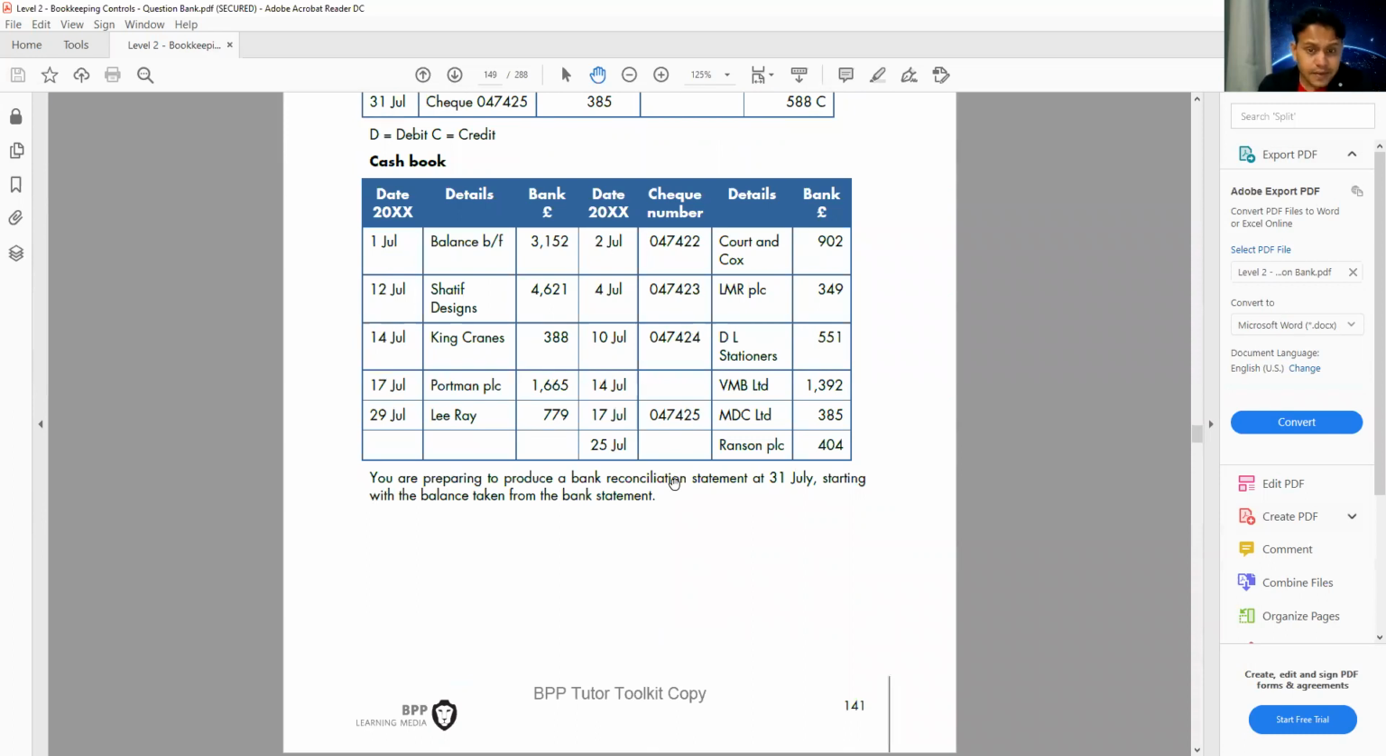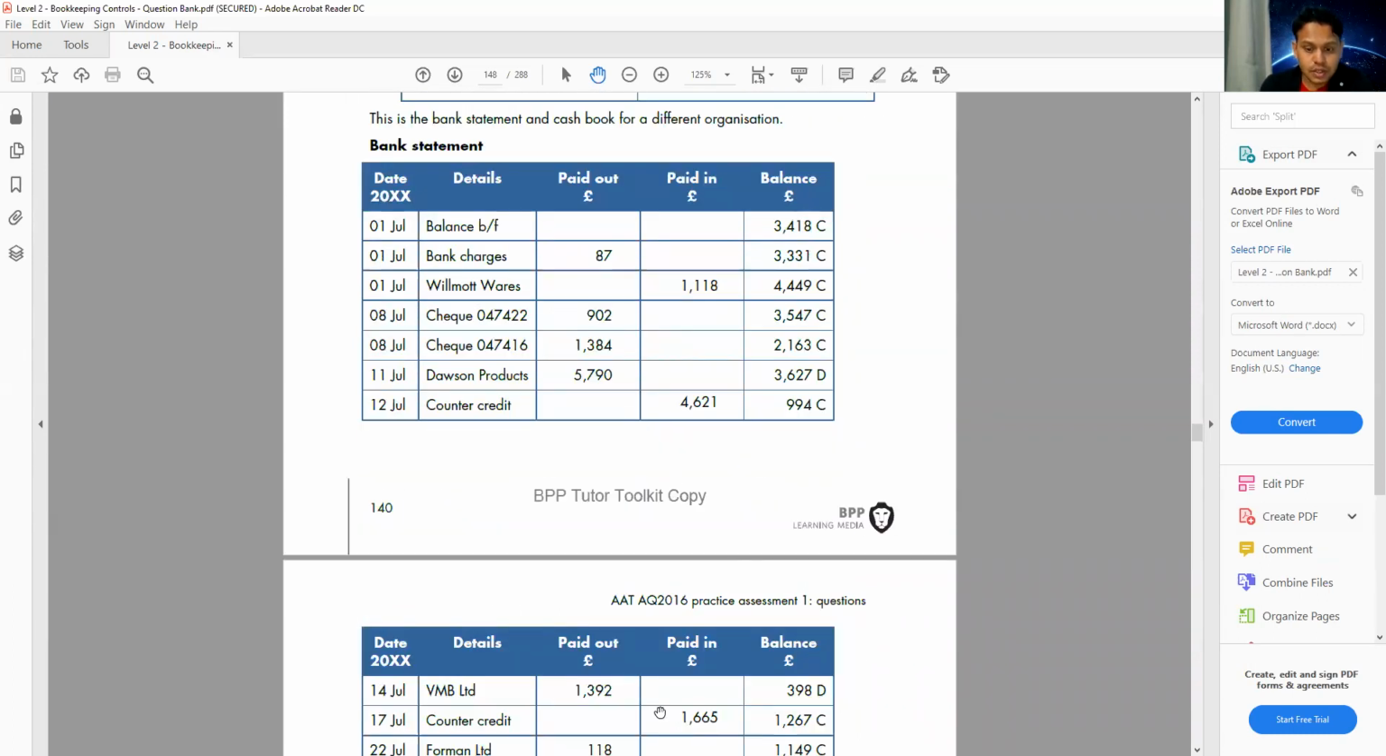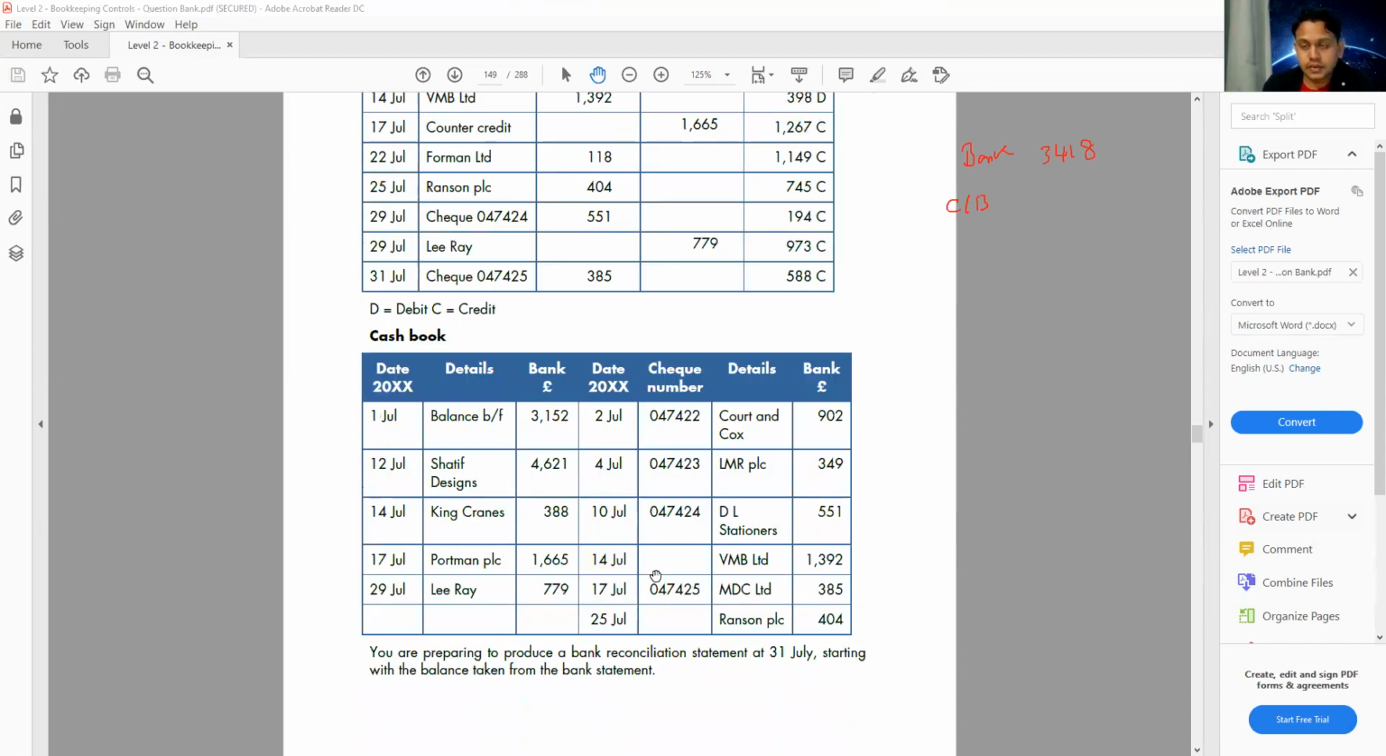Before we find the reason, first we see how much the difference of the opening balance is. On the bank statement, we have 3418, and on the cash book, we have on 1st of July 3152. How much is the difference of the opening balance between the bank statement and the cash book? So the difference is 266. Very good. So this is the difference.